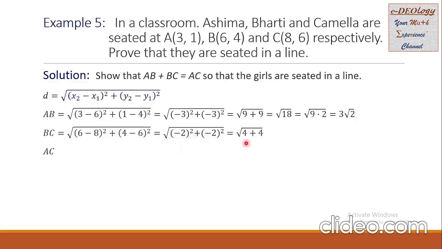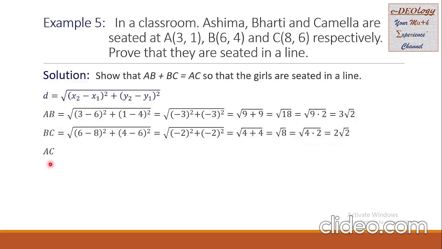Square of negative 2 is 4, plus square of negative 2 is also 4. 4 plus 4 is 8. This 8 inside the radical sign, we can show that this is 4 times 2. This 4 being a perfect square number, we can pull out of the radical sign. So this is simplified into 2 square root of 2.